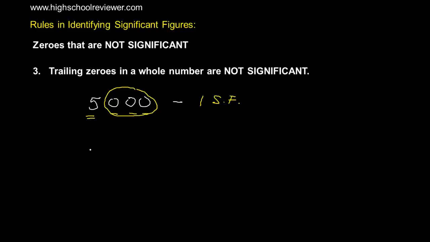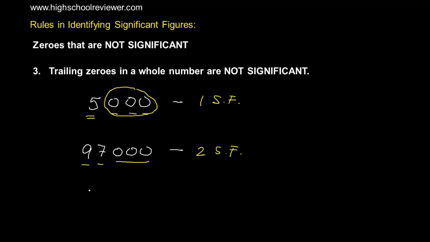Another example, we have here 97,000. Again, the 3 trailing zeros, they are not significant. So what's only significant here? We have only the 9 and the 7. So therefore, we have here 2 significant figures.